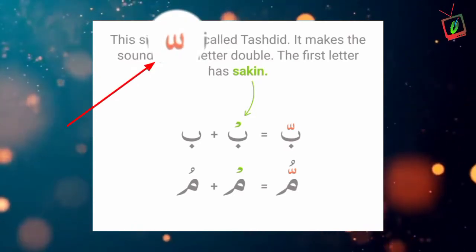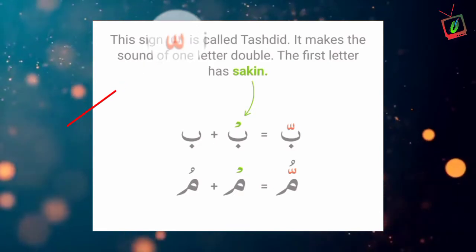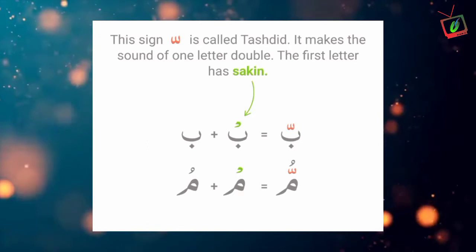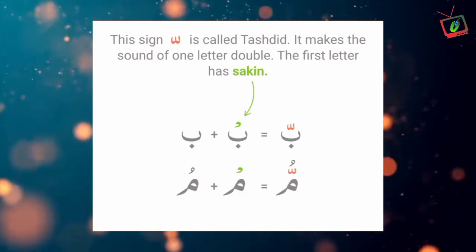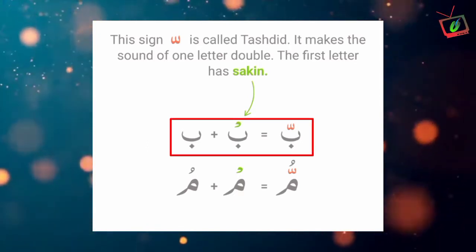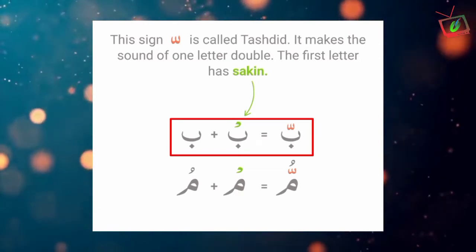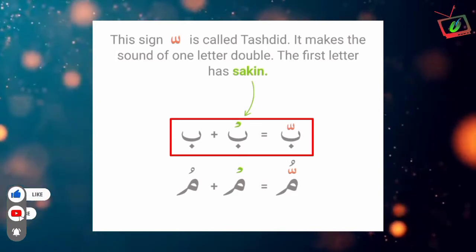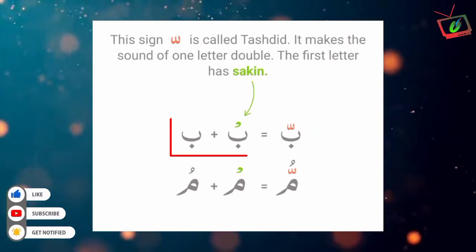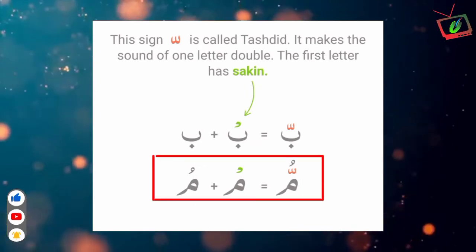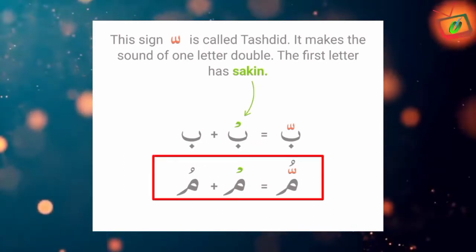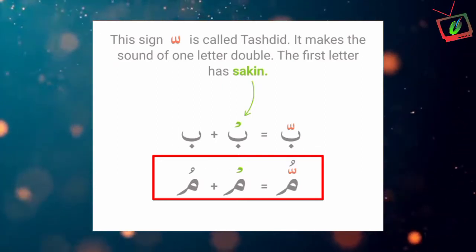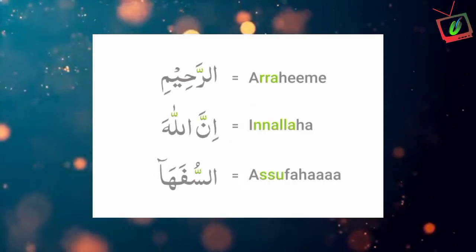This sign is called Tashdid. It makes the sound of one letter double. The first letter has sakin. Let's take for example Ba. With Ba sakin, we give Ba. It sounds like adding pressure to the pronunciation. Another example is Mim Dhamma. With Mim sakin, we give Mu, adding pressure with the pronunciation.